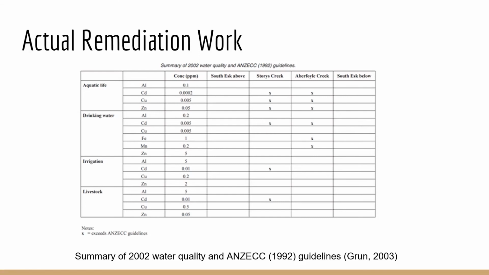Stories Creek, however, showed less improvement, with 6 contaminants still being above the guidelines. Whilst the overall contaminant removal from the remediation works seems underwhelming, continued improvements are expected over time.